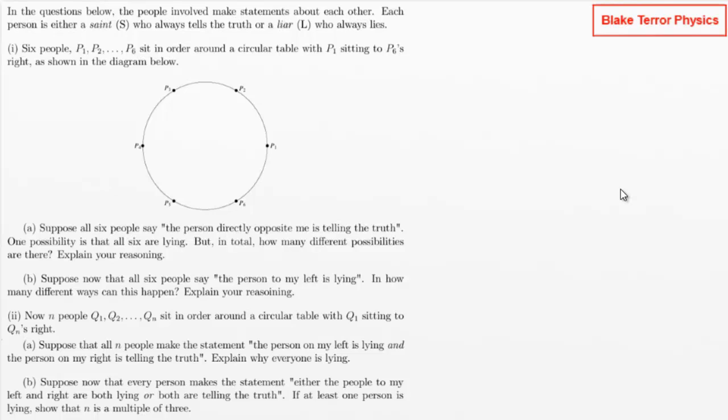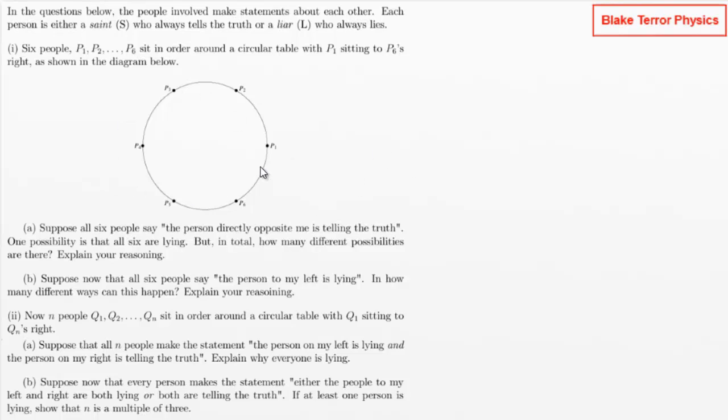Hello, this is question 6 from the 2010 MAT. In the questions below, the people involved make statements about each other. Each person is either a saint who always tells the truth or a liar who always lies. And we've got our notation S and L for saint and liar. Right, 6 people, P1 through to P6, sit in order around a circular table. P1 sitting to P6's right, as shown below.